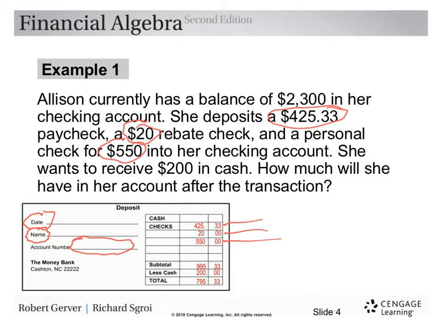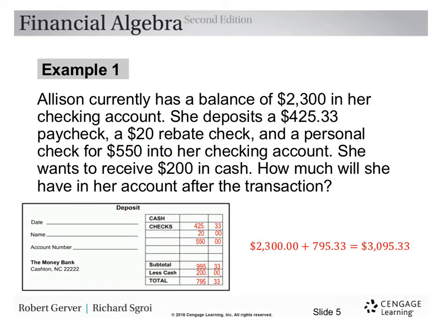Now, she also wants to receive $200 in cash. So notice it says here, less cash. That's that amount right there. Now, the number right above it is simply the sum of the checks that she's depositing. So if we add up all these three checks, we get this sum right here, which is $995.33. She wants them to give her back in cash $200. So therefore, her total transaction, or the amount that she is depositing, is $795.33.